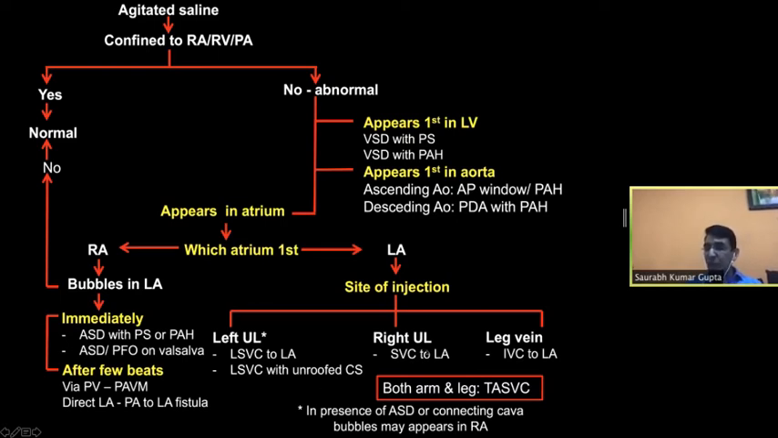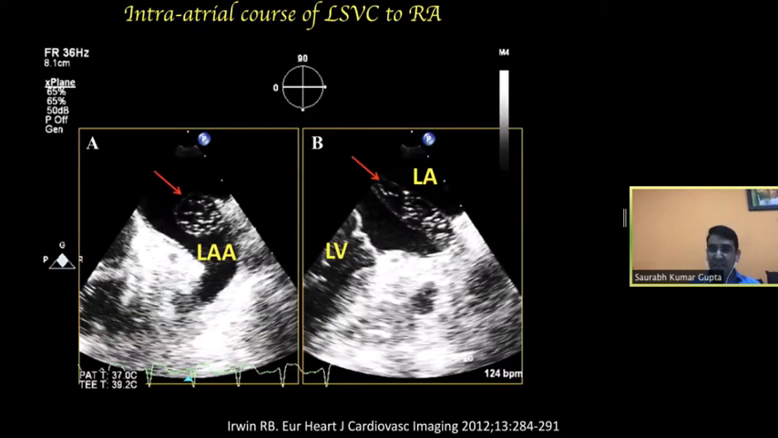If it is in the right arm vein and you are getting the bubbles in the left atrium, then it can be SVC to LA. Or if it is the leg vein, then it can be IVC to LA. And if both are showing this, it suggests that it is total anomalous systemic venous connection, as I just shared with you. So in presence of ASD or connecting cava, bubbles may appear in RA even when there is abnormal connection to LA, and that must be kept in mind whenever we are analyzing such a case.